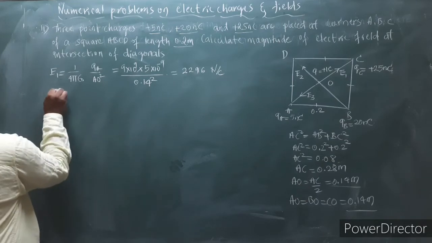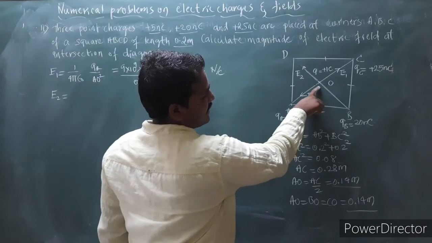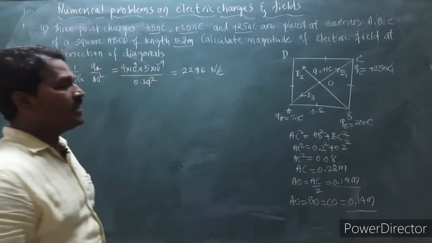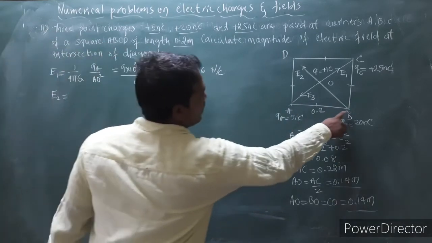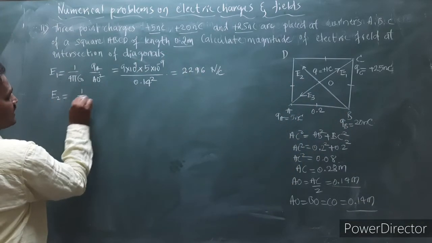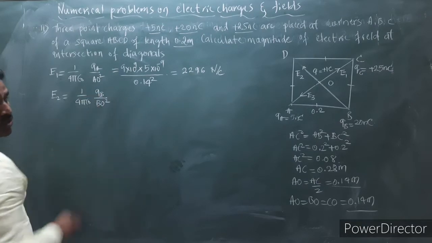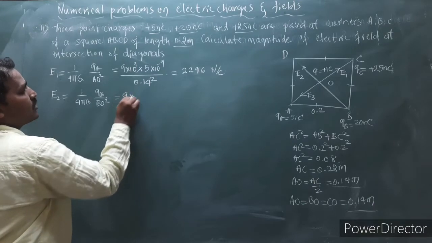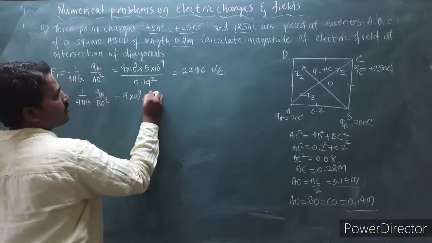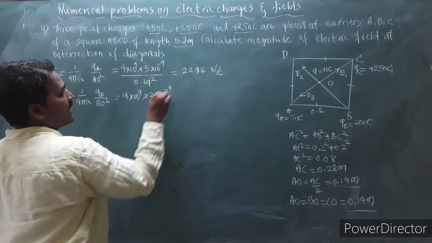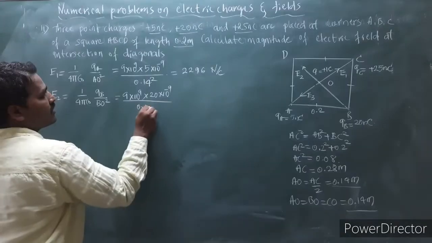Similarly, we shall calculate the magnitude of electric field E2. It is the electric field at point O because of charge B. So I take charge B as the source charge, and the distance is BO. I write it as 1 by 4 pi epsilon naught QB divided by BO square, which is 9 into 10 to the power of 9, into 20 nanocoulomb, that is 20 into 10 to the power of minus 9, divided by 0.14 square.